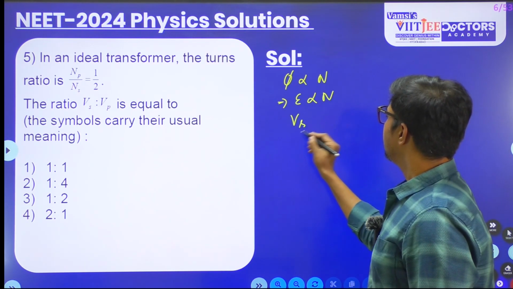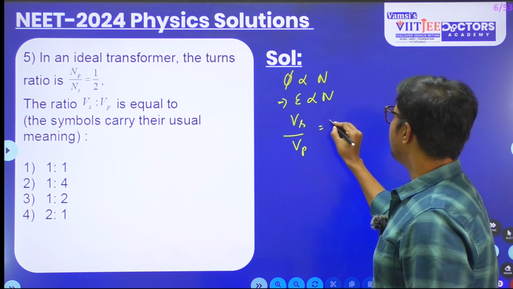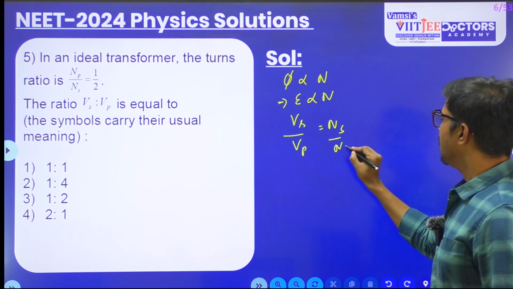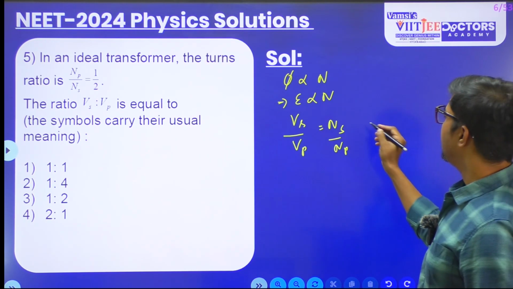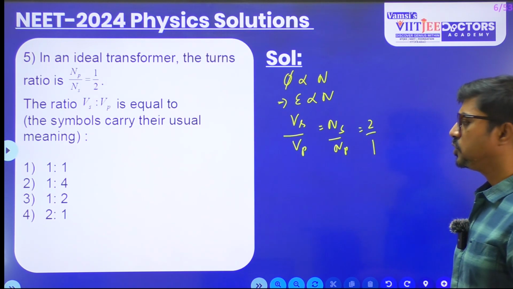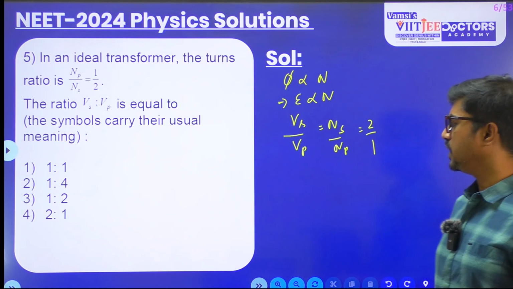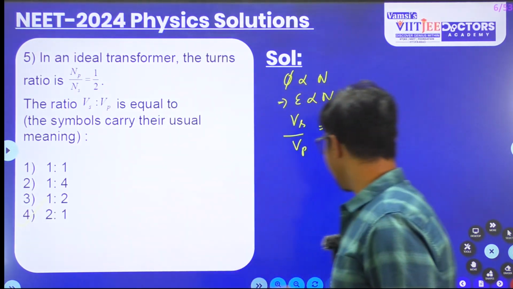That means Vs by Vp has to be equal to Ns by Np. Ns by Np will be 2 by 1, meaning 2:1 ratio. So 2:1 ratio is the answer.